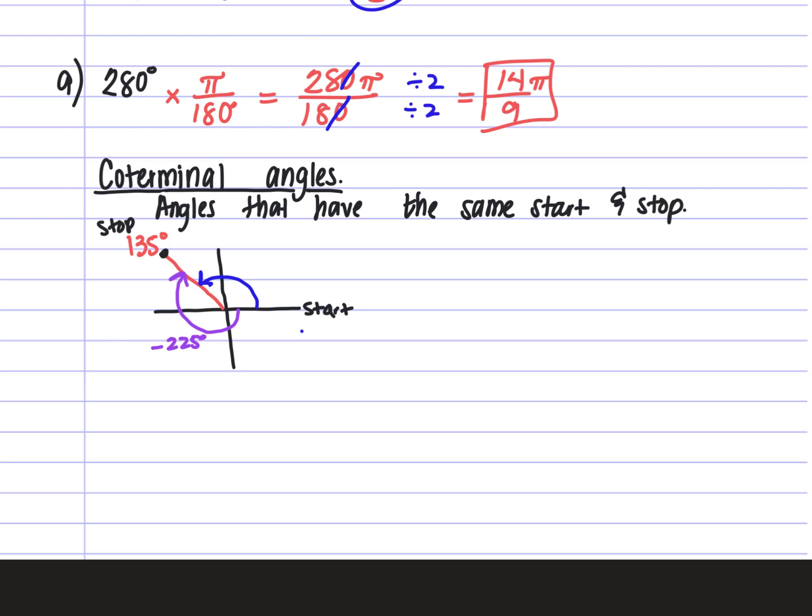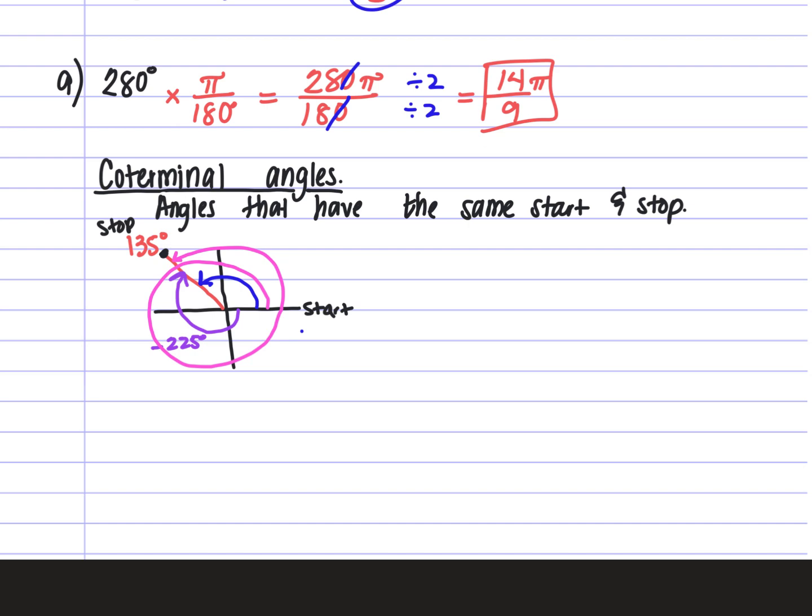Another way to go, which it's going to seem like why even do that, but it's an option, is to go all the way around and then more. They still have the same starting point. They still have the same stopping point. So all of these are considered coterminal angles. So what it's asking is they're giving you angles that are way bigger than the range 0 to 360. So they want you to find one until you get a value between 0 and 360. So if it's too big, you subtract.